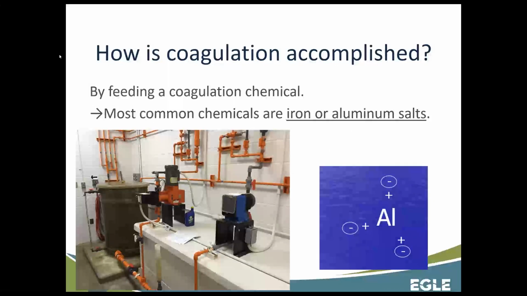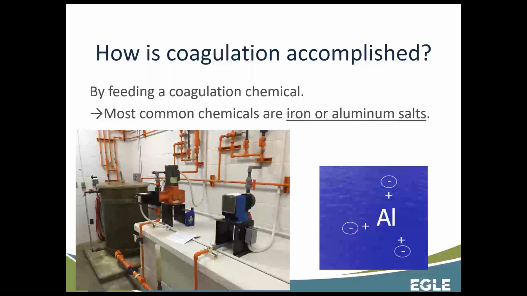Okay, so how do we accomplish coagulation? By feeding a coagulant or a coagulation chemical. The most common chemicals are iron and aluminum salts. These metals have 3 positive charges, and a lot of times you'll hear them referred to as trivalent metal salts. Aluminum is going to be alum, and then of course there are 2 common types of iron salts out there. We're going to get into the difference between those in some of the subsequent slides.